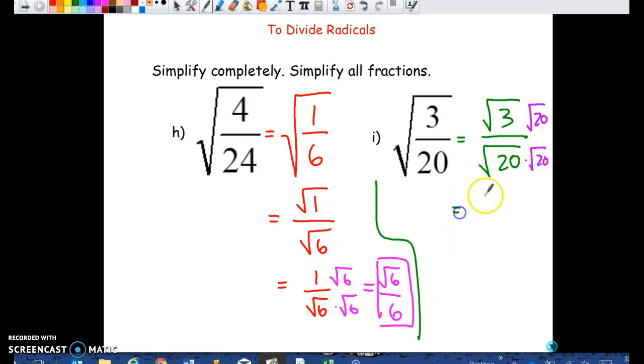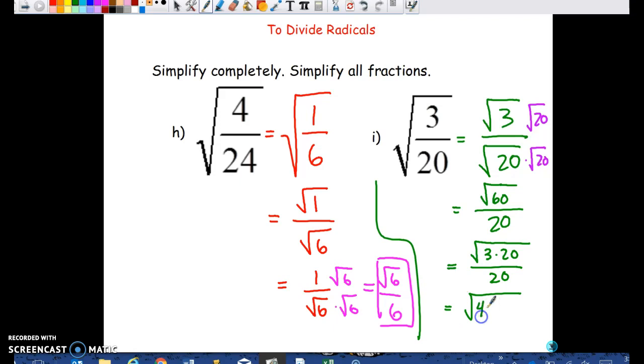So now I have the square root of 3 times the square root of 20. They're both underneath the radical, so I can get the square root of 60 over 20. So the 3 and the 20 combined this time because they both had a radical. Now I need to simplify the square root of 60. The square root of 60 is actually 3 times 20. 20 can break down into 4 times 5. Sorry, I forgot the 3. Try that again. 3 times 4 times 5 over 20.